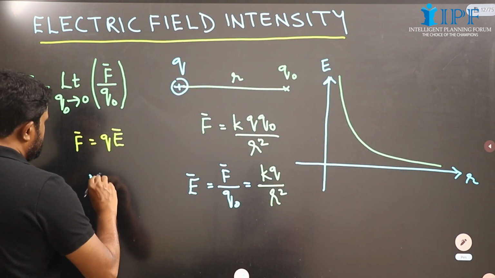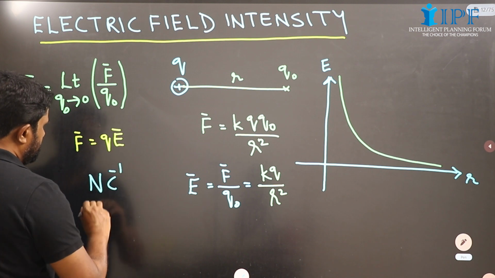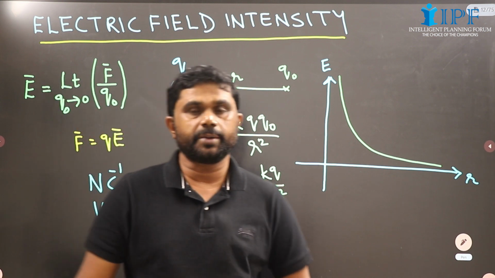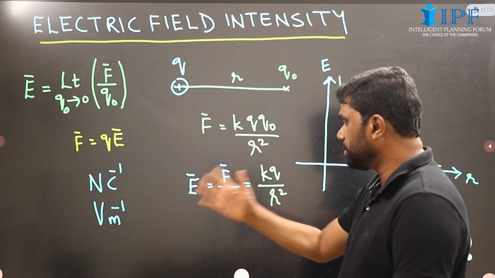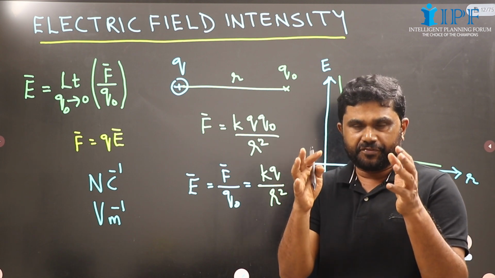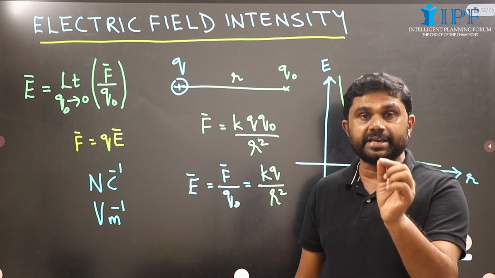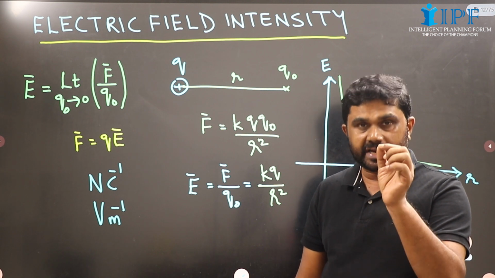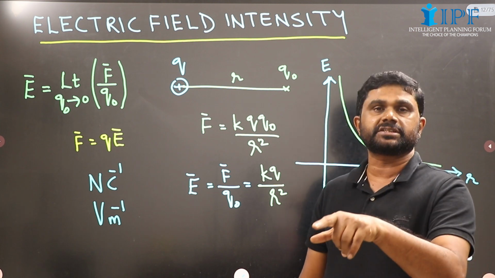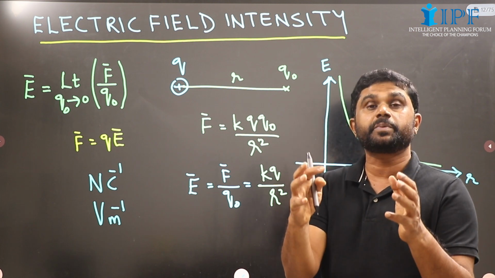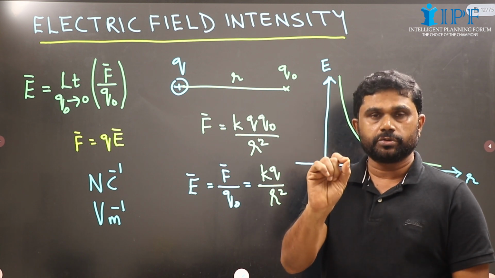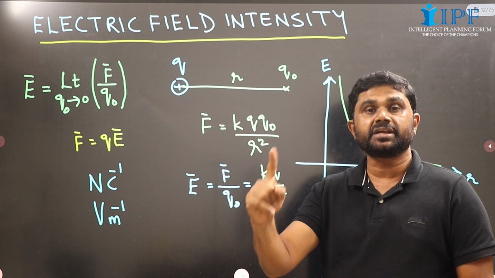Okay, its unit is Newton per Coulomb, N C^-1, and it has one more unit, that is volt per meter, V m^-1. Both are SI units. And suppose, if capital E is the intensity of electric field at a point, then what does it mean? If we keep 1 coulomb positive charge at that point, that 1 coulomb will experience a force E.